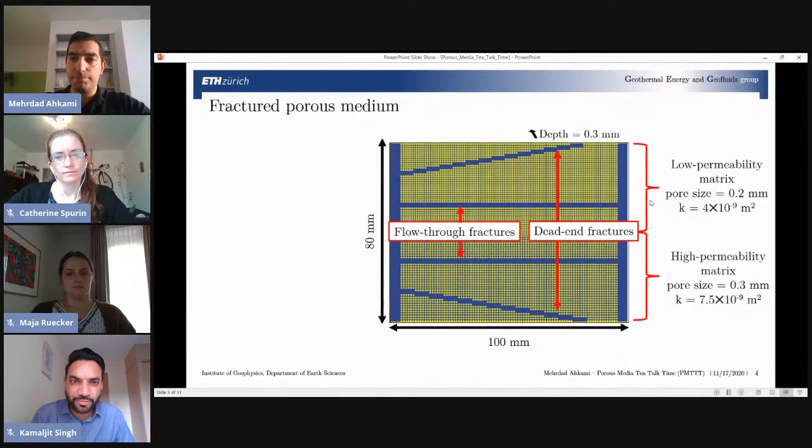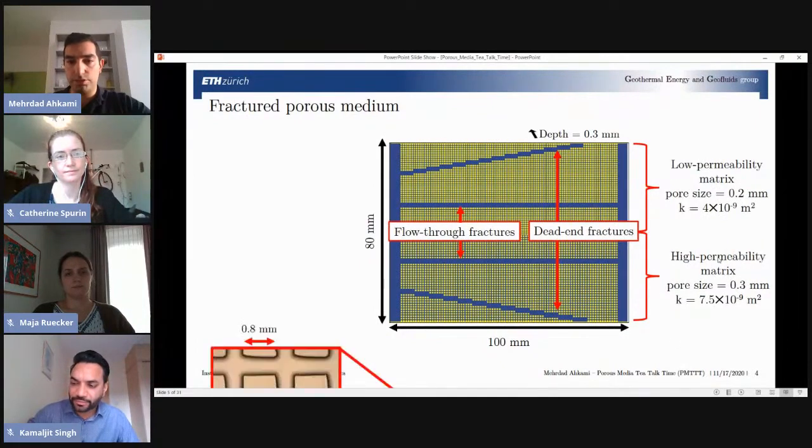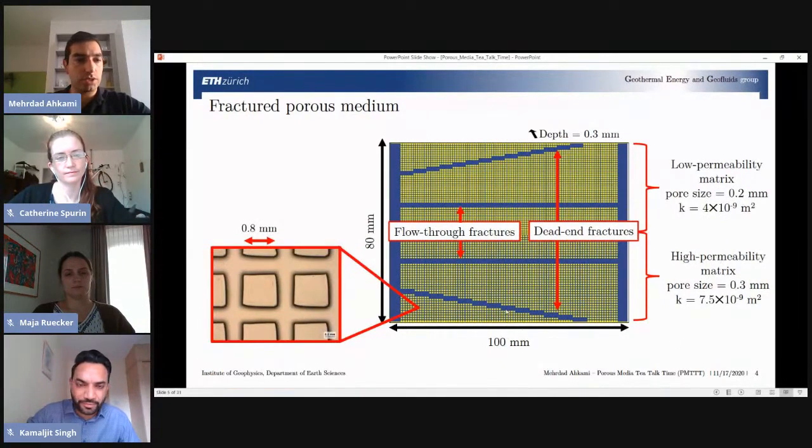media. Our medium consisted of a low permeability matrix and a high permeability matrix, which are constructed by an isotropic distribution of impermeable pillars. As you can see here, the permeability of these matrices is based on the pore sizes, which is the spacing between these impermeable pillars. Inside each of these matrices, we embed one dead-end fracture and one flow-through fracture.